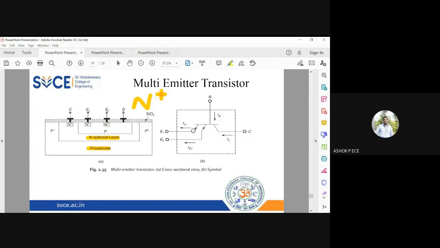You will have only one arrow mark coming outside for an NPN transistor. You call it IE, but since you have two emitters here, you represent it as two arrow marks coming out with branching, and you call them IE1 and IE2. Okay, this is the construction of your multi-emitter transistor.